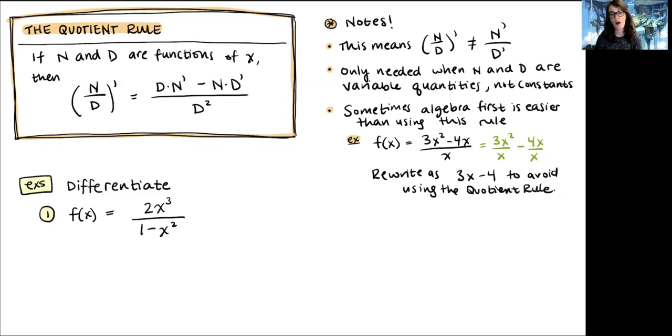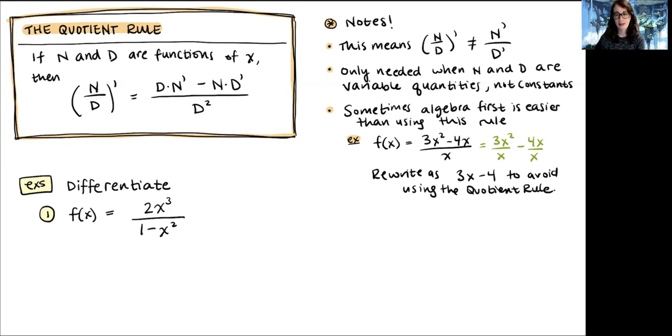Again, it wouldn't be wrong to use the quotient rule on this example, but it will be a lot more work than if you were to just be smart about it first and say, okay, I'm dividing by a single thing in the bottom, so I can rewrite this first and then use our simpler rules. So in our first example, let's look at differentiating the function 2x cubed divided by 1 minus x squared.